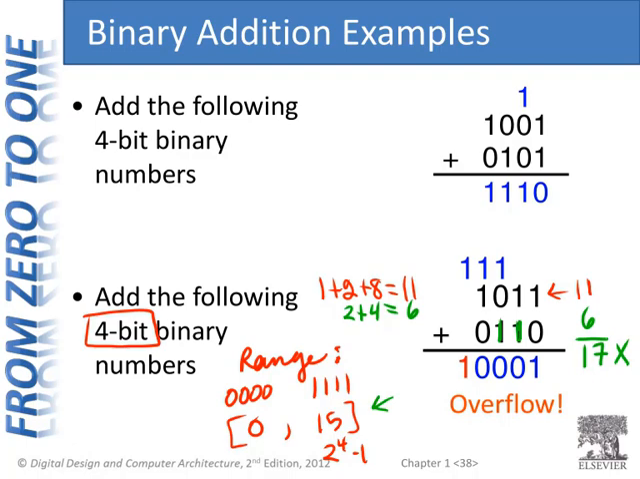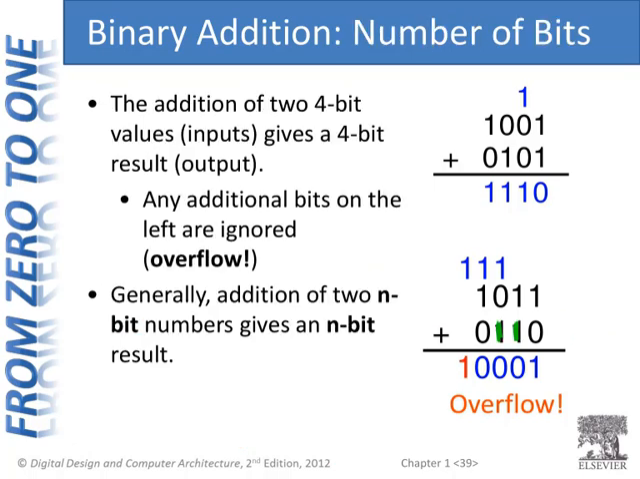In fact, too big to fit in a 4-bit number. The largest value we can fit in a 4-bit number is 15. So this is called overflow when the result of the addition is too big to fit in the number of bits. So to remind you here, when we're adding two 4-bit numbers, this is going to give a 4-bit result. 4-bit addition, 4-bit result. Any bits on the left of those 4 bits are ignored.